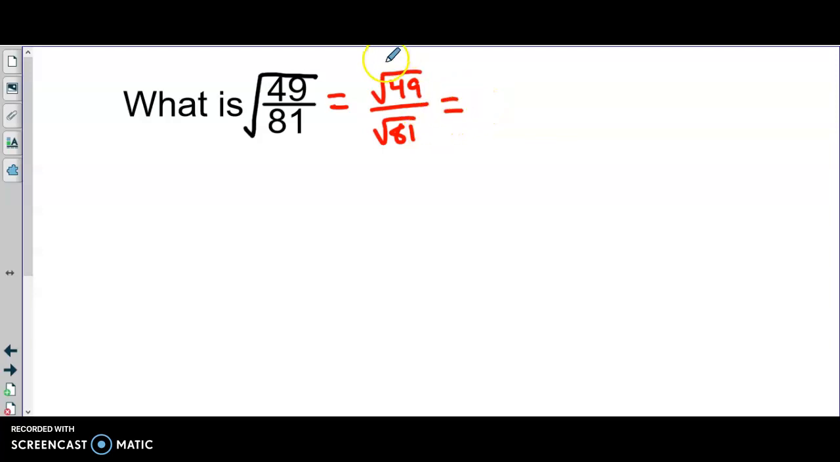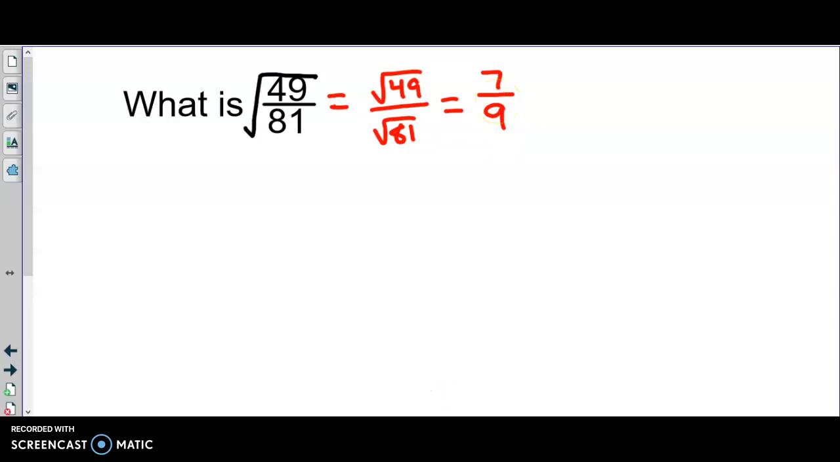And it might be easier for you to break it apart like that because you might know in your head the square root of 49 is 7 and the square root of 81 is 9. So this giant square root radical thing, fraction, ends up being simplified to 7/9.